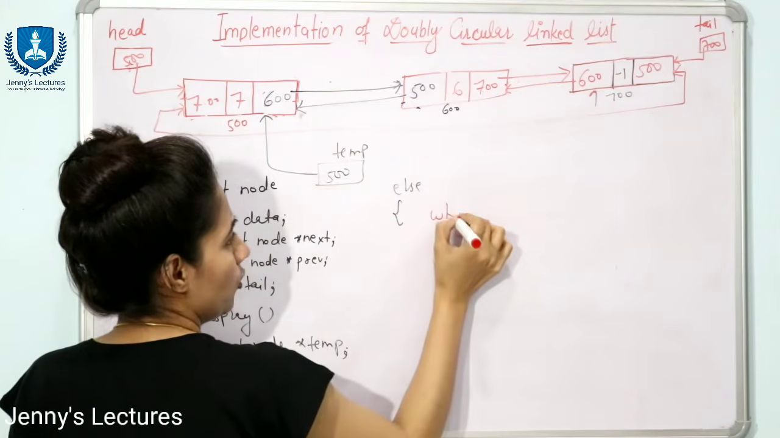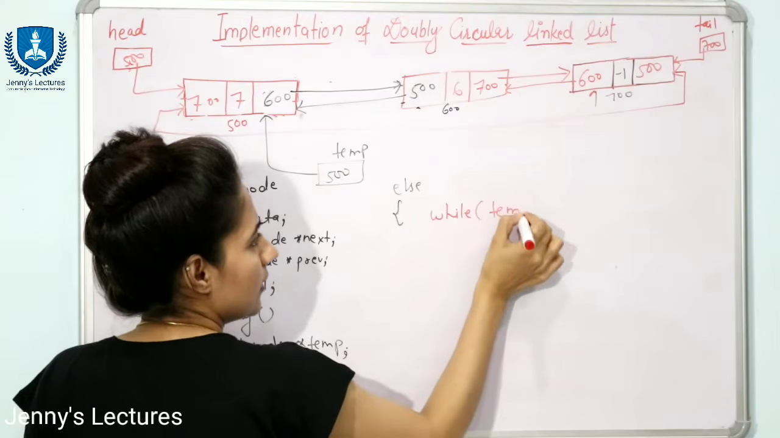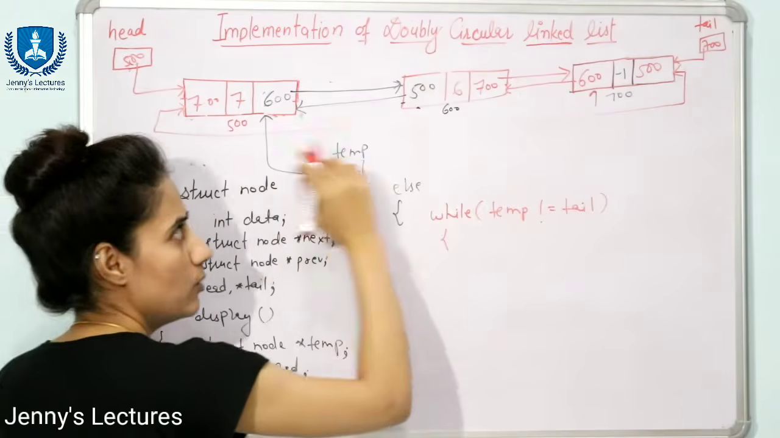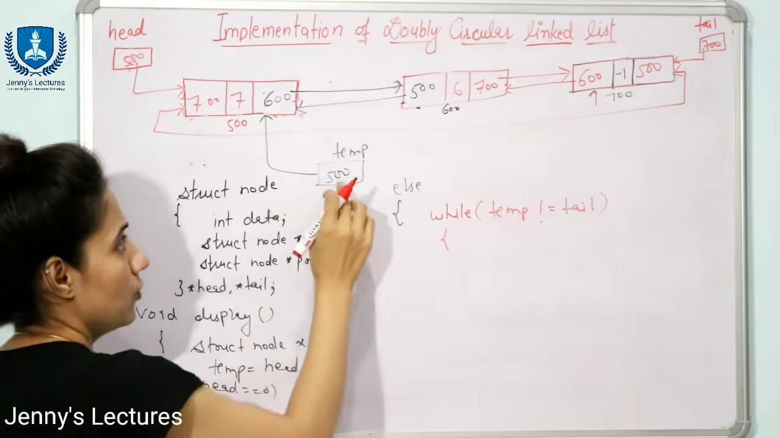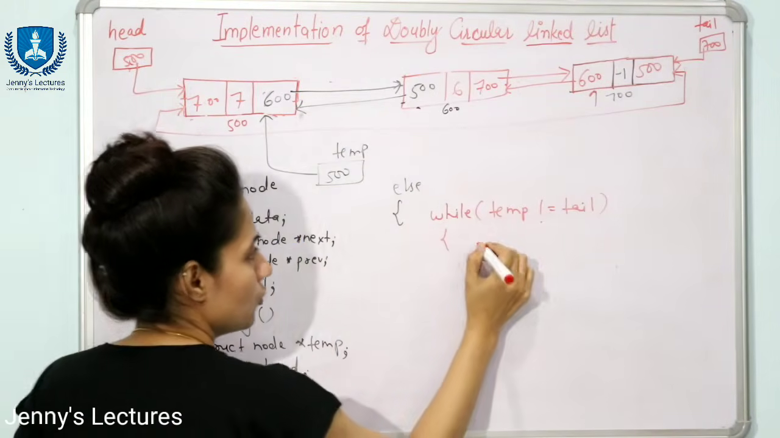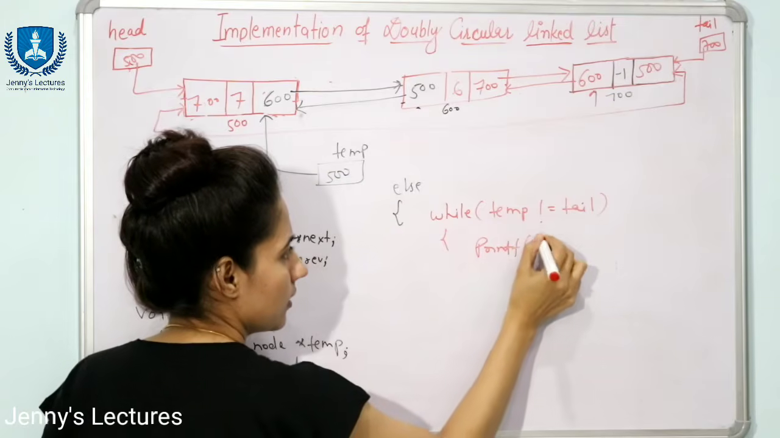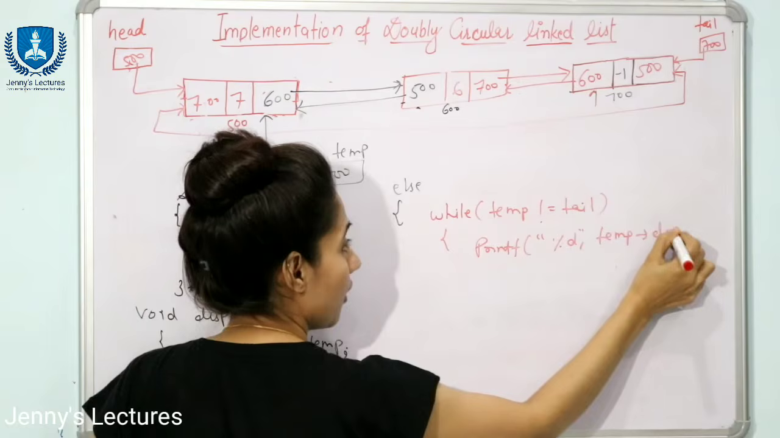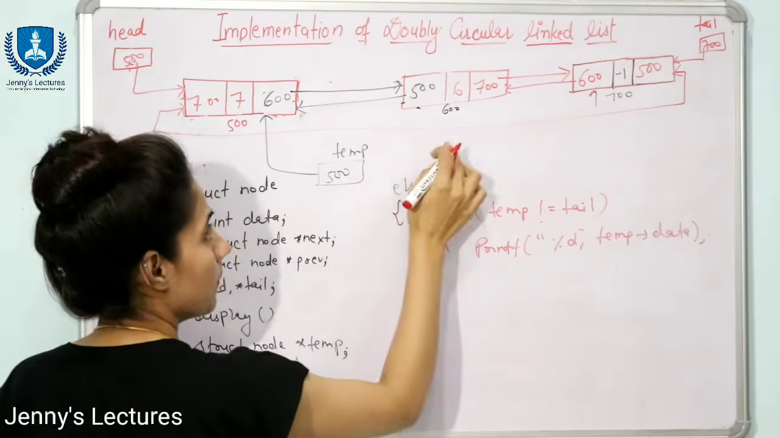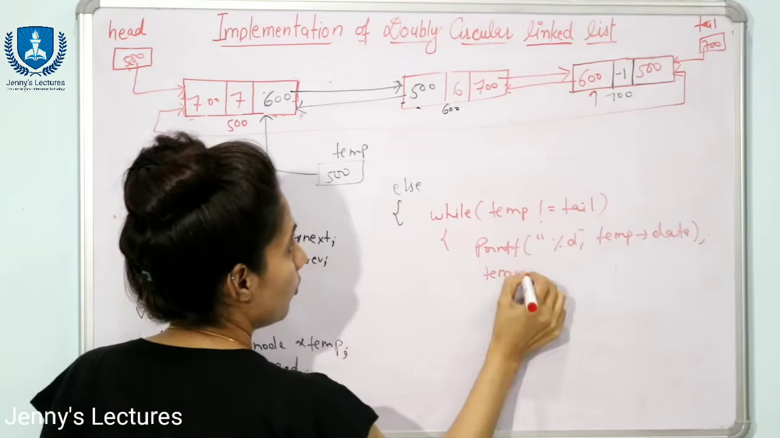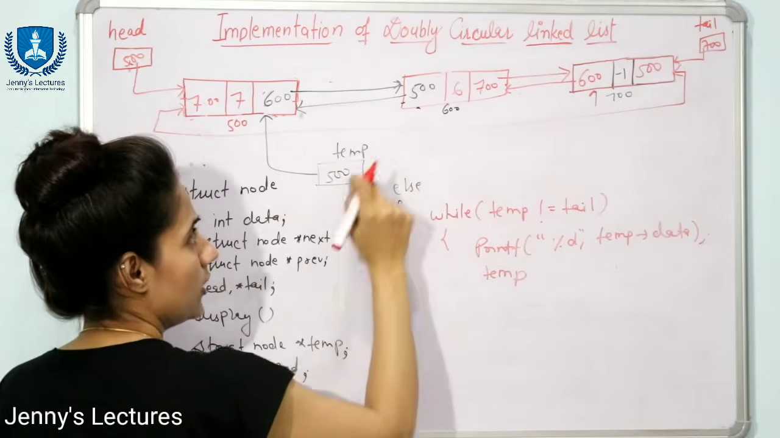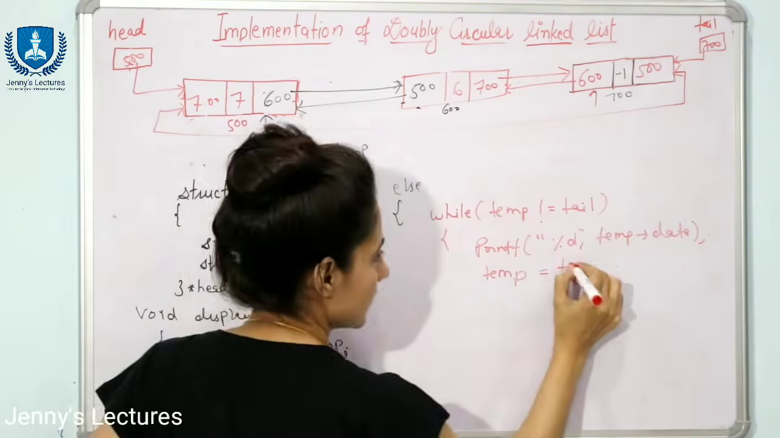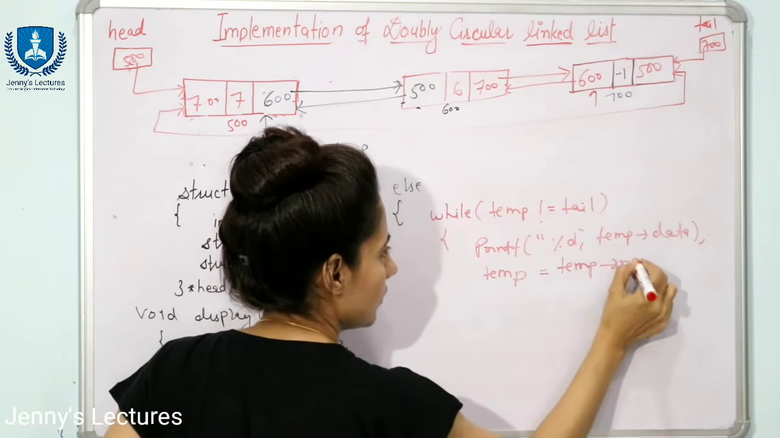So now in the while loop you will write: while temp not equal to tail, we will keep moving. Temp is pointing to this node, so first of all you print the data, printf %d temp of data, and after that we will move temp, right? Now temp will point to this node, that is 600, so we store temp is equal to temp of next.